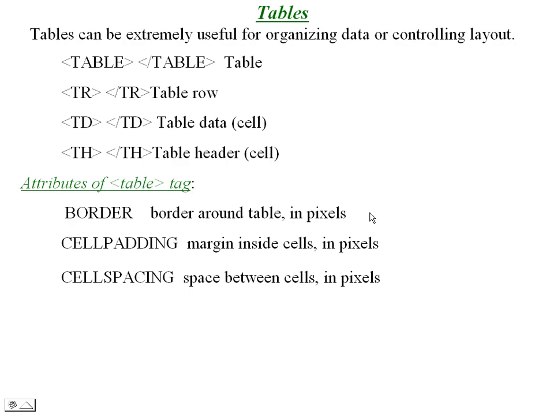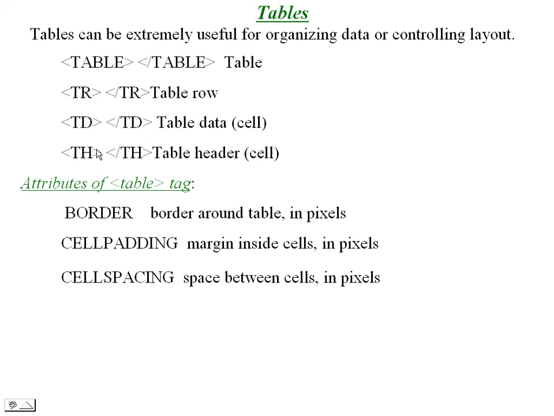Now we will see tables. Tables can be extremely useful for organizing data or controlling layout. A table is made up of rows and cells. Each row needs to have at least one cell. Table tag specifies the table, tr specifies the table row, td specifies table data, and th specifies table header.